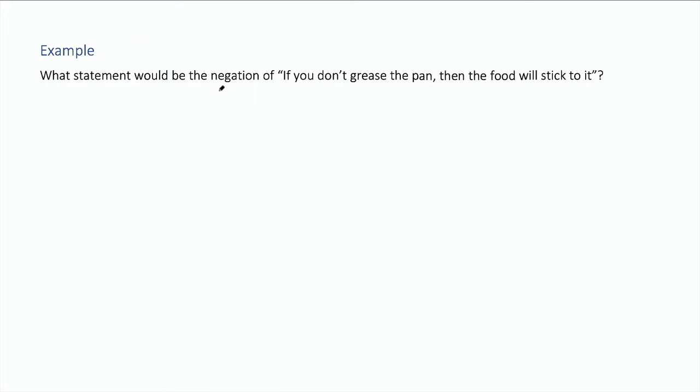What statement would be the negation of, if you don't grease the pan, then the food will stick to it? Well, you don't grease the pan, we can call that P, that's our antecedent. And the food will stick to the pan, that could be our Q, our consequent. And the negation of this is P and not Q.